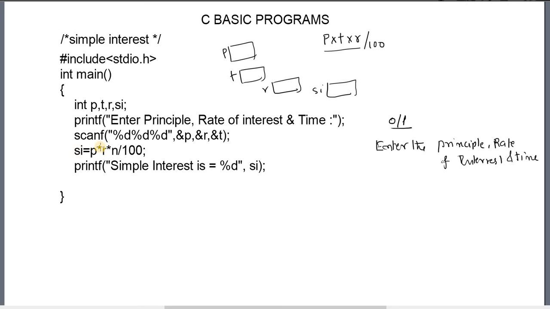Then scanf is the input function. It takes the values from the keyboard. The first parameter of scanf is a control string. In this control string there are 3 specifiers, so scanf will take 3 values. So we have to enter 3 values here.